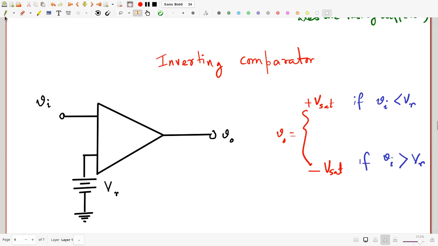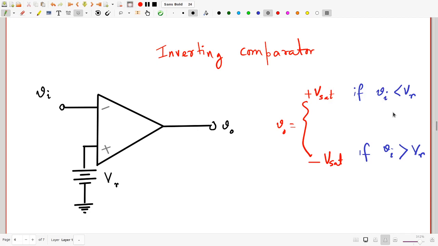By convention, whatever input is down here is non-inverting and this one is inverting. So here the output is going to be plus Vsat if Vi is less than VR, and when Vi goes above VR, Vd becomes negative and the output becomes minus Vsat. So the inverting comparator compares the input voltage Vi with VR, but when Vi is more than VR, it gives you negative Vsat. That's why this is called an inverting comparator.